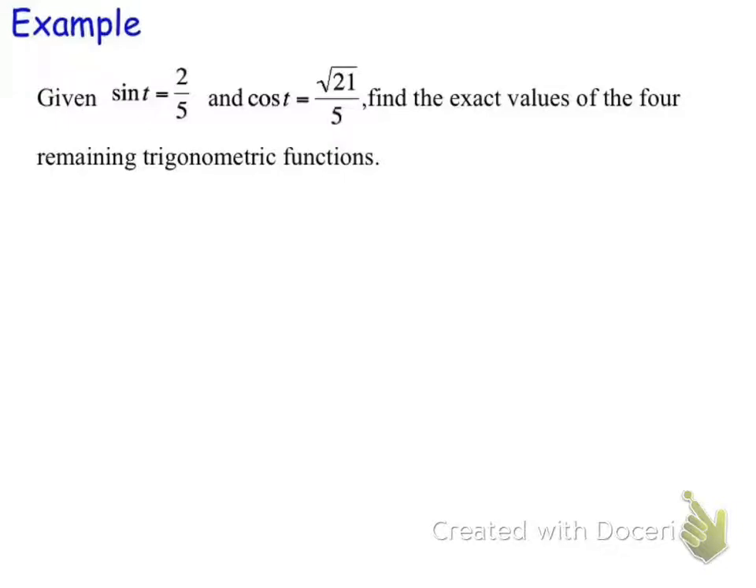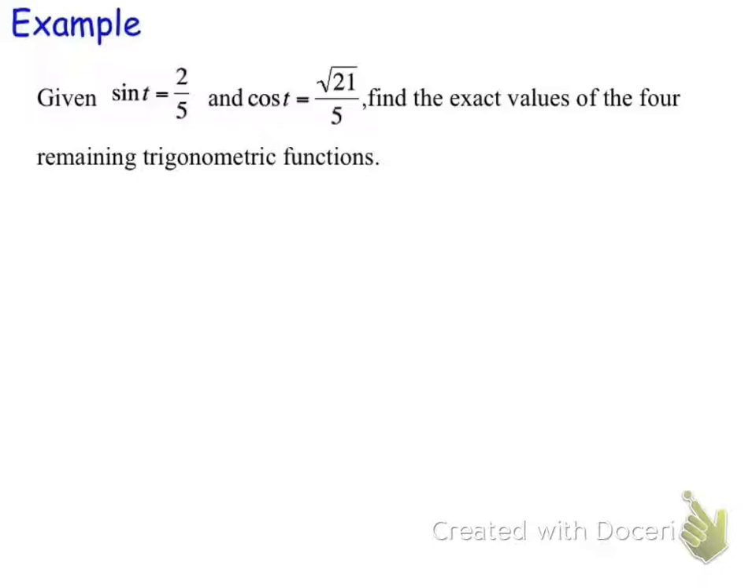This is video 4.2.2, and the goal of this video is to be able to continue finding trigonometric ratios using the unit circle definition. So if we're given the sine and the cosine of this angle t, we have to find the exact values of the four remaining trig functions.